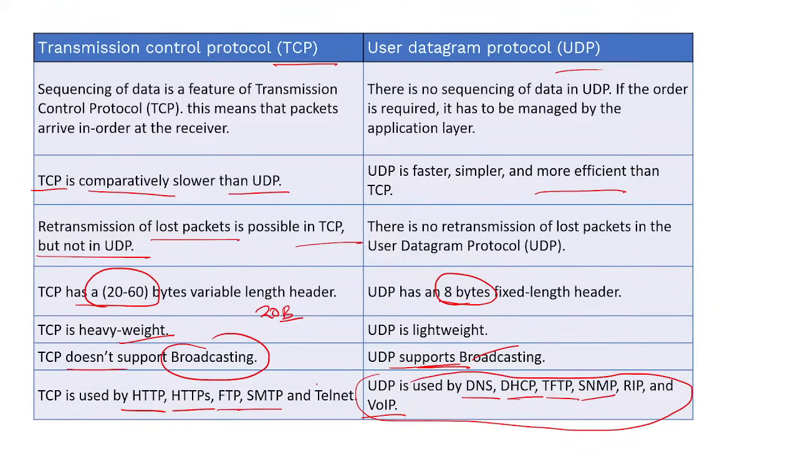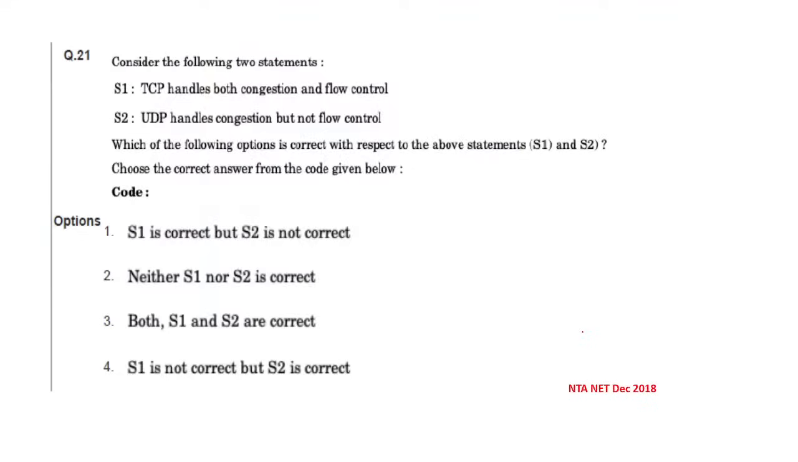Sometimes questions come in a little indirect way. Be ready for indirect questions. They can give you an example of TCP, and after that ask which protocol will work in the application layer. Then you have to be very careful about which protocol is under TCP and which is under UDP. Okay, so remember that. Now look at the question and tell me what the answer will be.